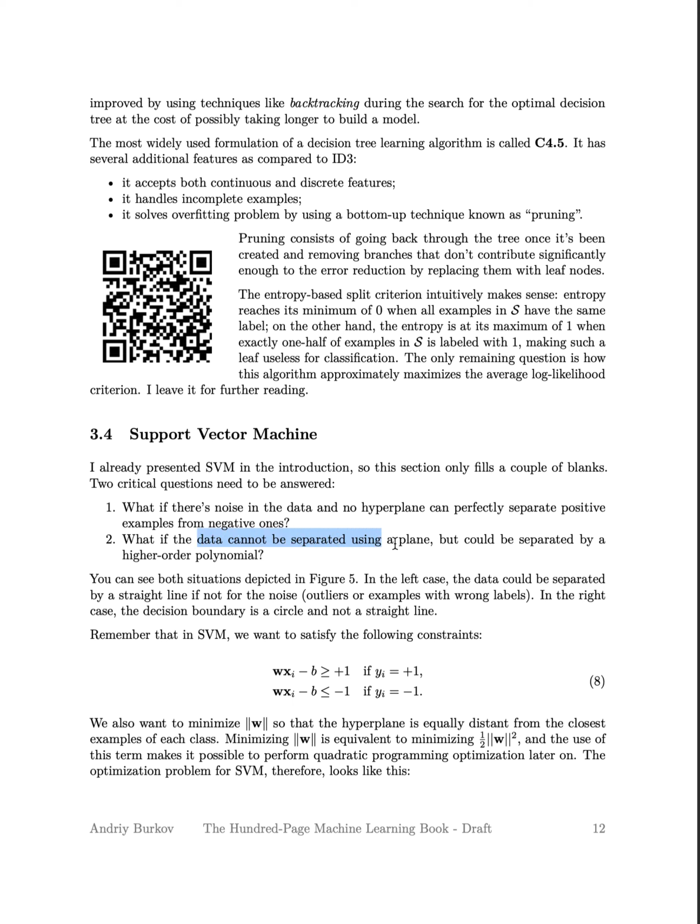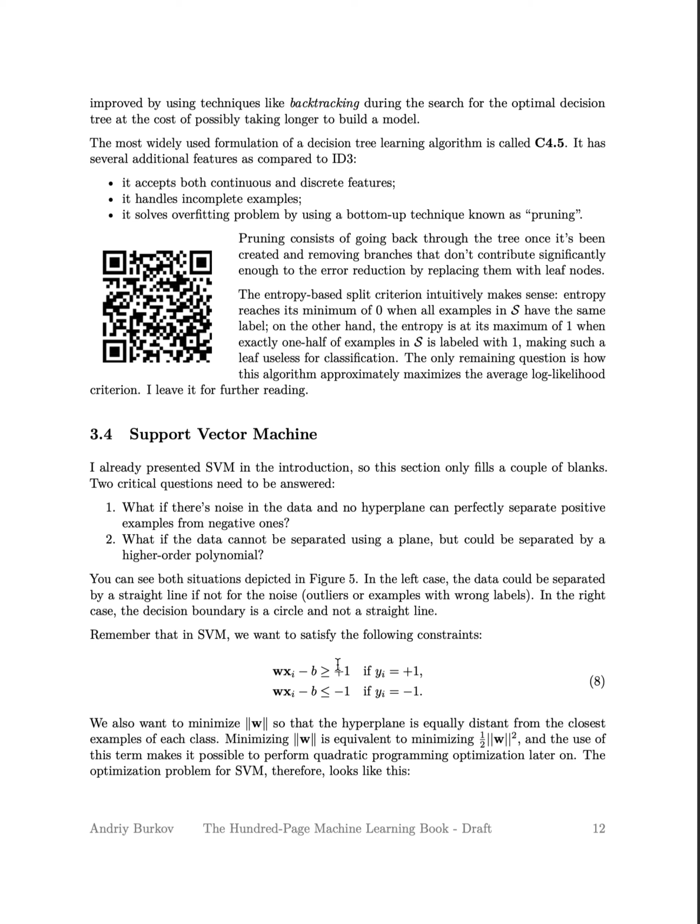And secondly, what if the data cannot be separated using a plane but could be separated by a higher order polynomial? So remember that in SVM we are trying to get these constraints satisfied, right? In case we want a line, we want our two categories y to be defined as 1 and -1, and if our y is 1, then our wx minus b should be greater than or equal to +1, so that it's either on our margin or after it, right? Same for the negatives, right?